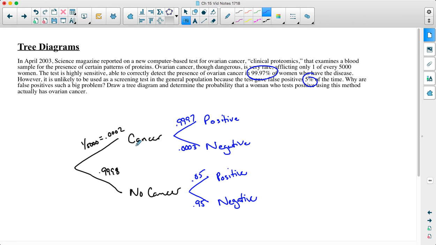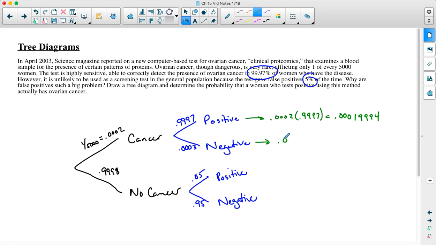Now, essentially, we're talking about probability of getting cancer and getting a positive test, probability of getting cancer and getting a negative test, probability of having no cancer and getting a positive test, probability of no cancer and getting a negative test. And because these probabilities are the way they are, we multiply them together. And so here, for this possible outcome, we do 0.0002 times 0.9997. And that turns out to be a really small number, 0.000199994. And so that's the probability that you have cancer and have a positive test.